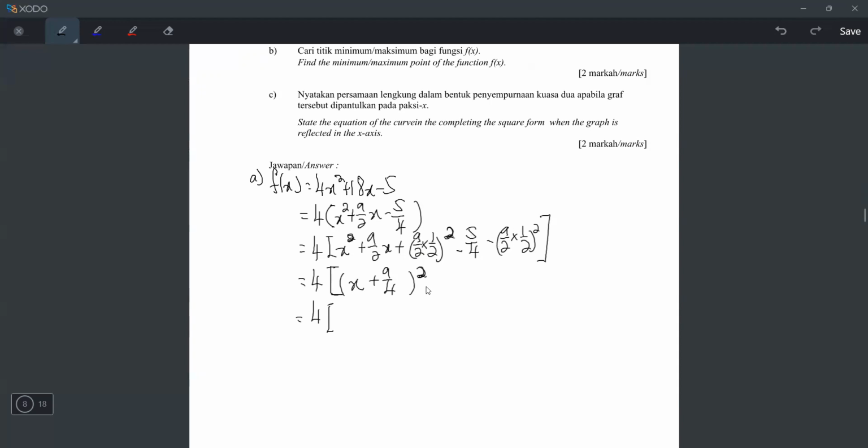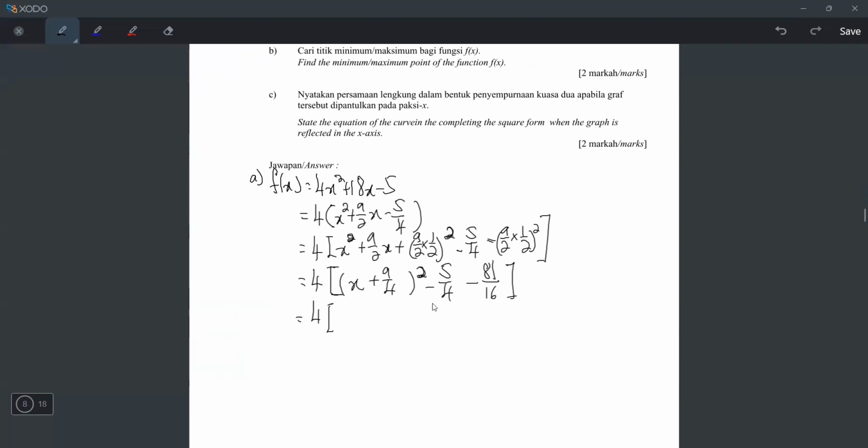So now proceed. Yang belakang, negative 5 over 4 minus, okay, what is 9 over 2 times 1 over 2? 9 over 4, right? But this time you have to square. So what is 9 square? 81. What is 4 square? 16. But it's still negative, because the negative is outside the bracket. So it's still a minus here.